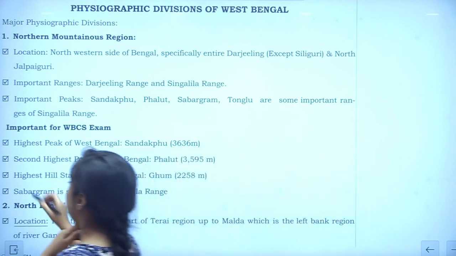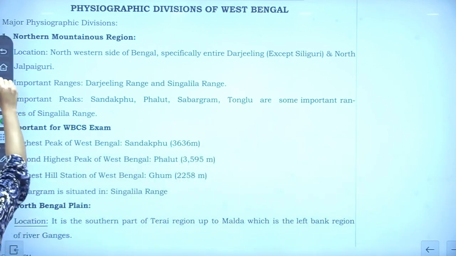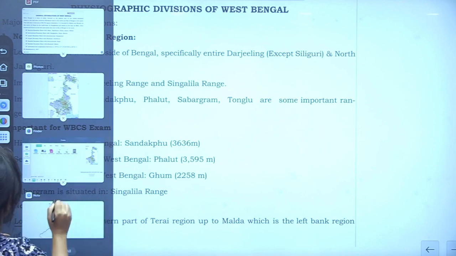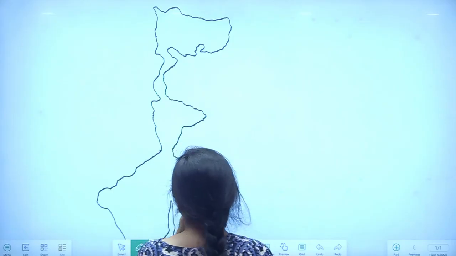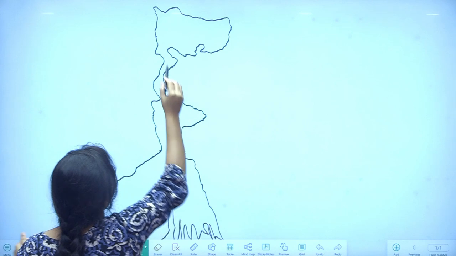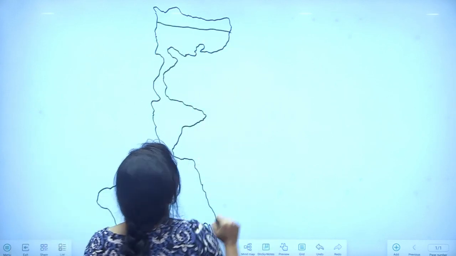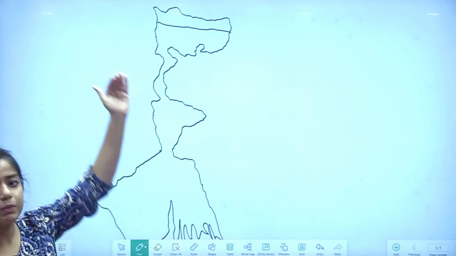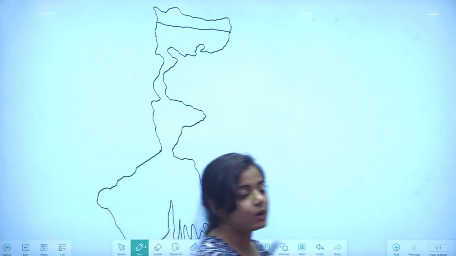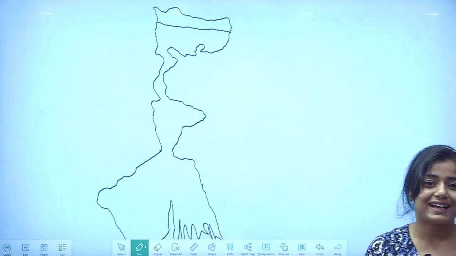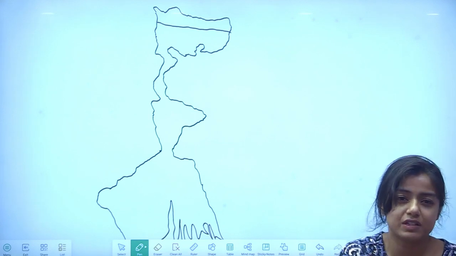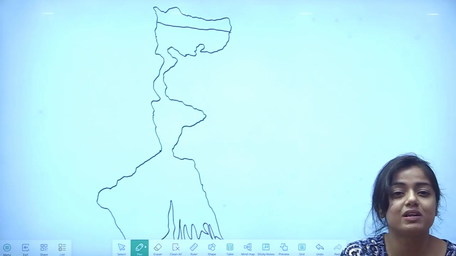I'll try to teach you by showing an empty map, that is this map. You see the northern mountainous region is generally this part, the uppermost part, and the beauty of West Bengal lies here, that it consists of 8 physiographic divisions roughly, which is similar to that of India.